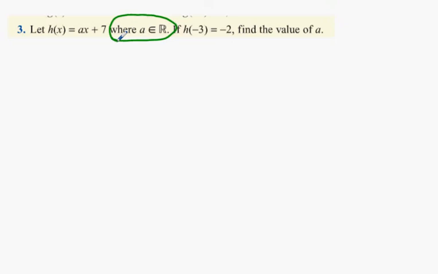If I change that to a element of N, what does that mean? It has to be a number 1, 2, 3, 4, 5 or above. No fractions, no decimals. So when you see a element of R, it means it can be a decimal, a fraction, a minus number, a positive number. Now, what it says is that when h of minus 3 equals minus 2, find the value of a.